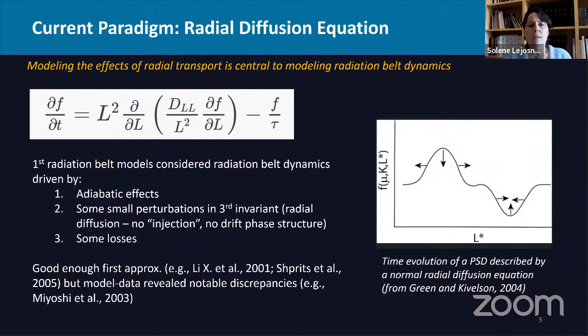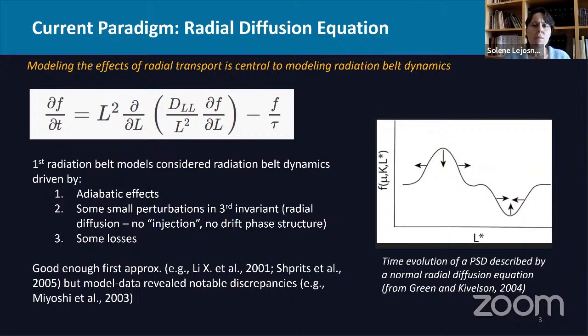You have the phase space density, its time variation, is a function of two factors. On the left, the radial diffusion equation, and then on the right, a term that models some losses. So what this equation means is that overall, the radiation belt dynamics as a first approximation is mostly some adiabatic effects. So that would conserve the phase space density, to which we add some small perturbation in the third adiabatic invariant. And this small perturbation, we characterize with the radial diffusion equation. So no injection, no drift structures, this radial diffusion equation, and then some losses.